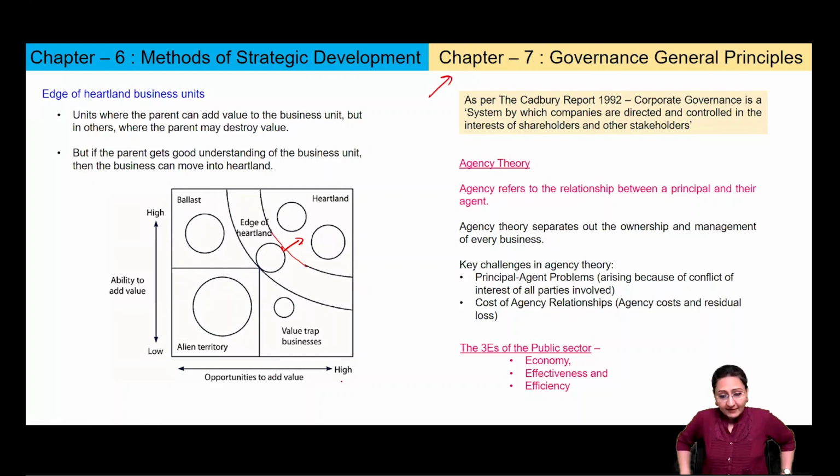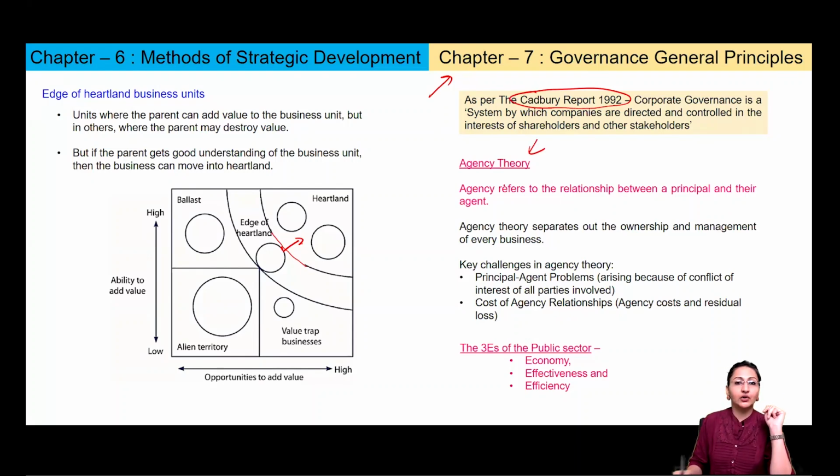Okay. Now let's come to chapter number 7. It talks about governance, general principles. Whenever the question in the exam asks you on governance, do not miss referring to the Cadbury report 1992. The Cadbury report gave a lot of ideas and directions and general principles or guidelines for companies to have such corporate governance in their systems. So whenever a corporate governance question comes, do not miss to write Cadbury report 1992. This is the first thing you need to write to make your answer impressive. Tell the examiner you know what Cadbury report was.